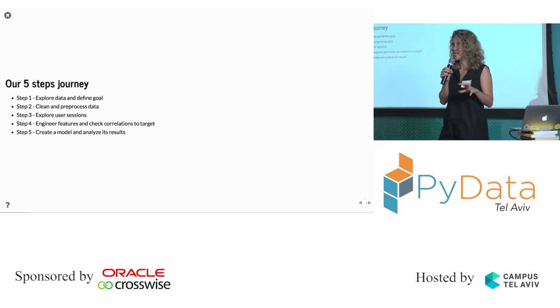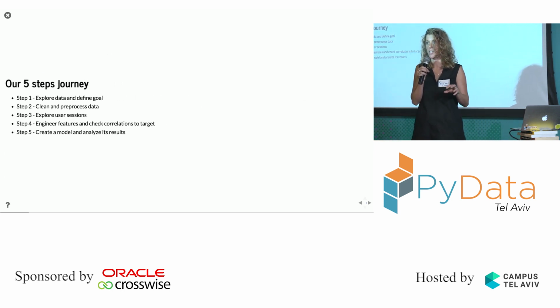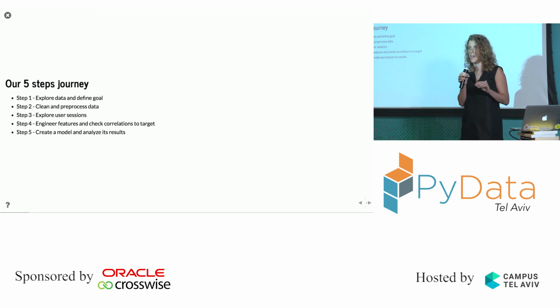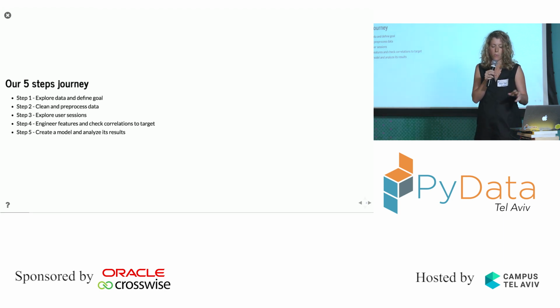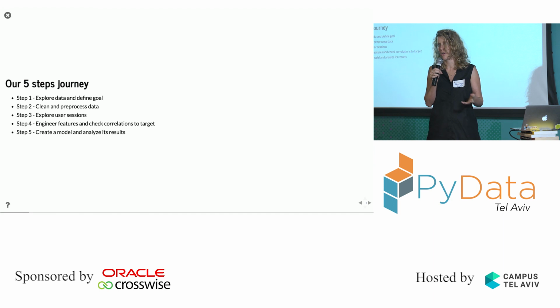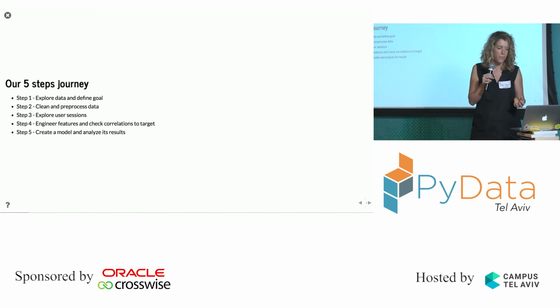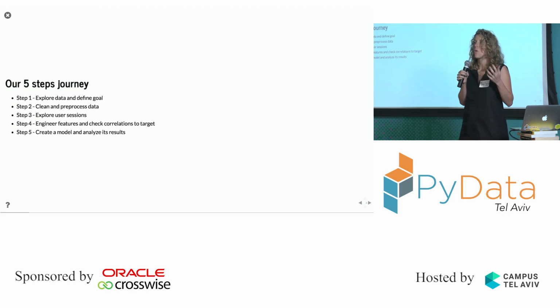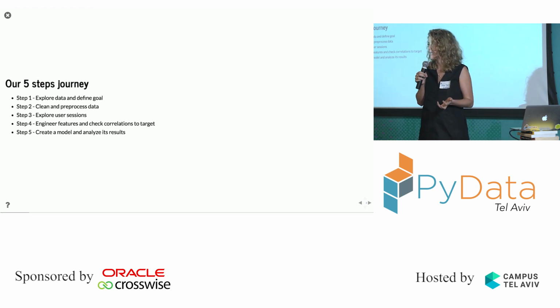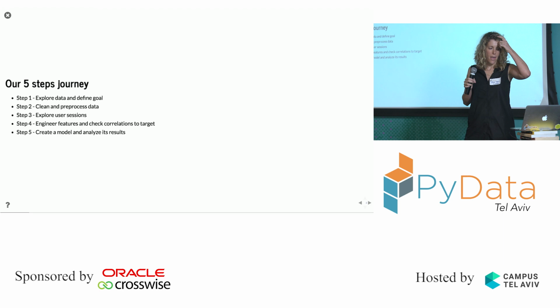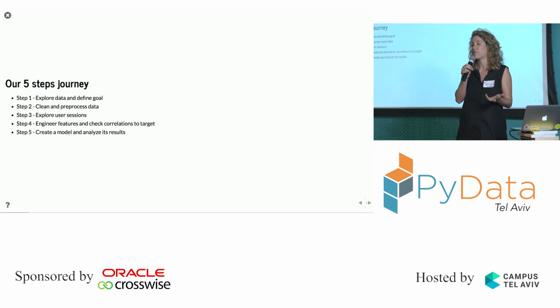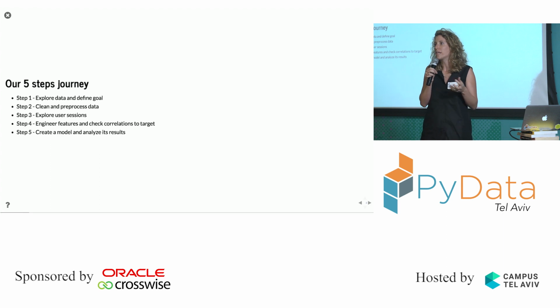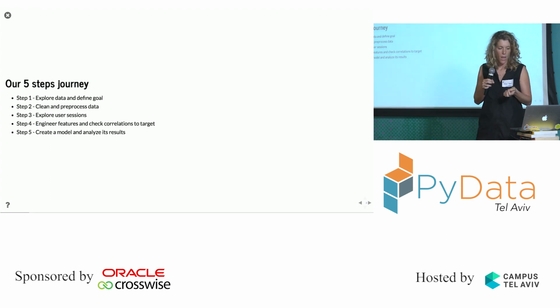So our journey with this Clickstream data will be in 5 steps. The first step would be to explore the data and define the goal, what we want to do with it. Then we will see some examples of what kind of cleaning and preprocessing this data needs. Then we will explore how a user session looks like, and from that we can understand what kind of features we want to build to analyze this data.